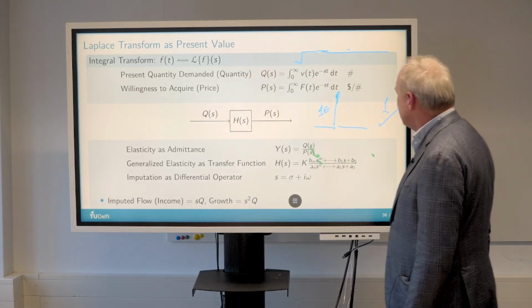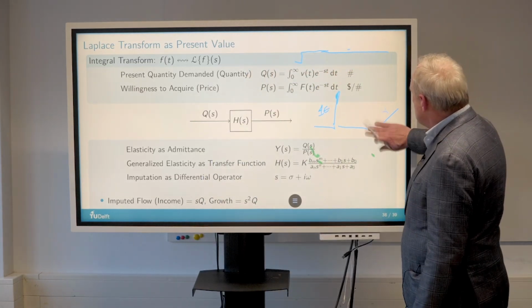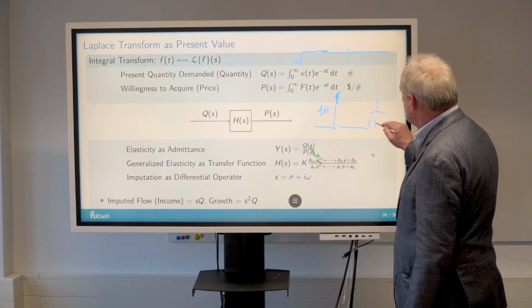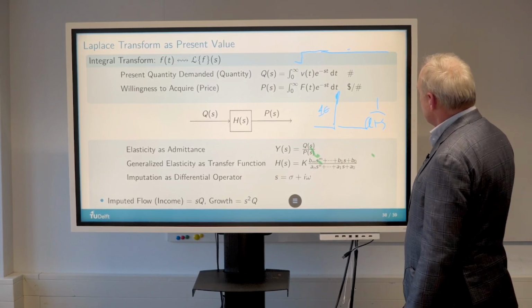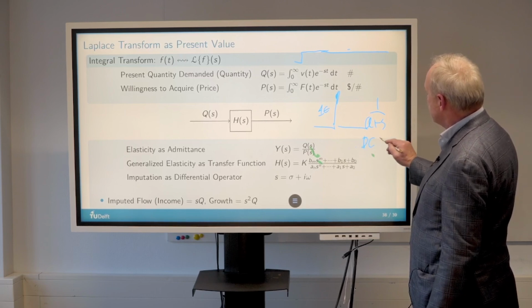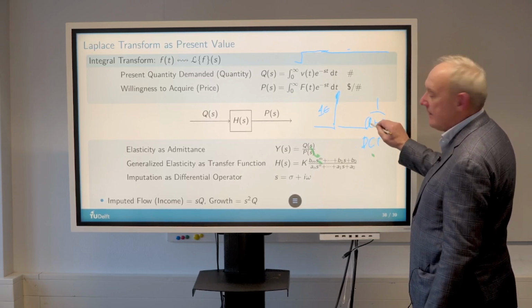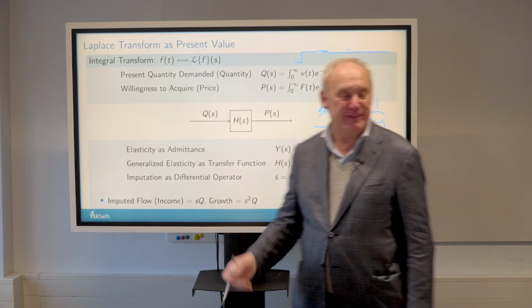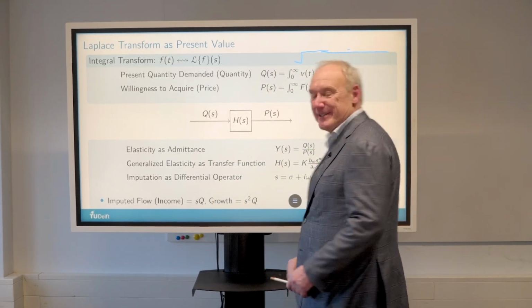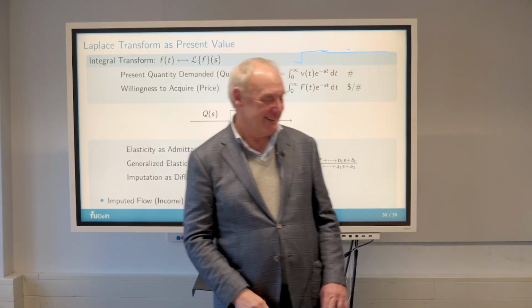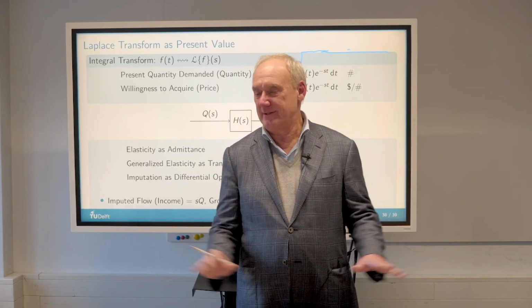Think of another one. You have A minus S, right? That's like the DCF model, the dividend discount model or something. You get dividends at A, and then you discount it. Something like that. I won't talk about this.